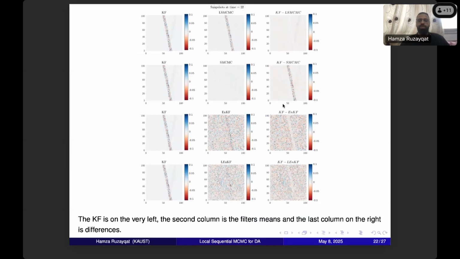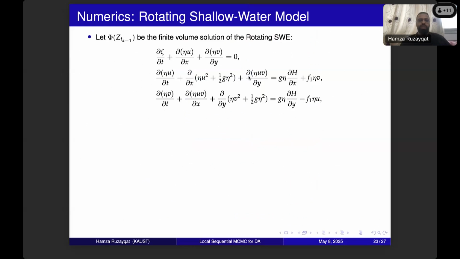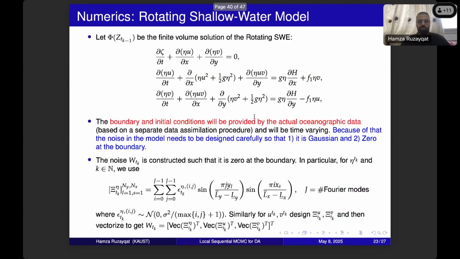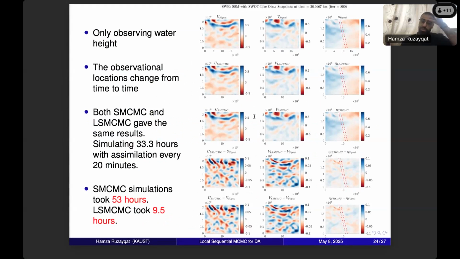And here's a picture. On the left, I have the Kalman filter, the true, and here I have LSMCMC, and here SMCMC, and the EnKF and the local EnKF, and here's the difference between these two. Finally, let me show you a nonlinear model, the rotating shallow water equations, and this is going to be in high dimension.